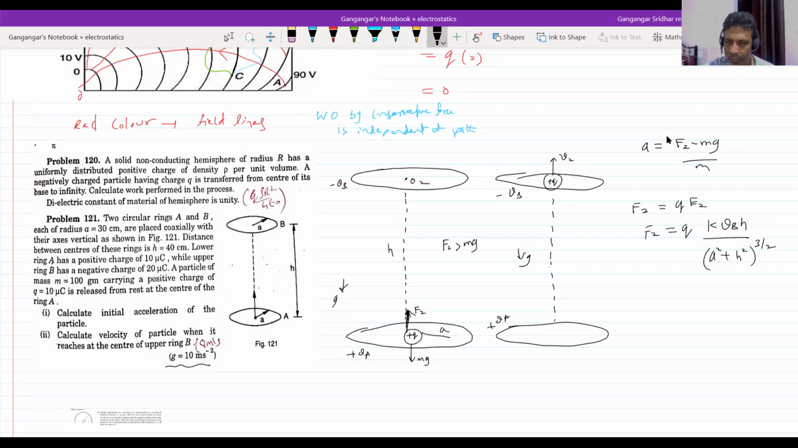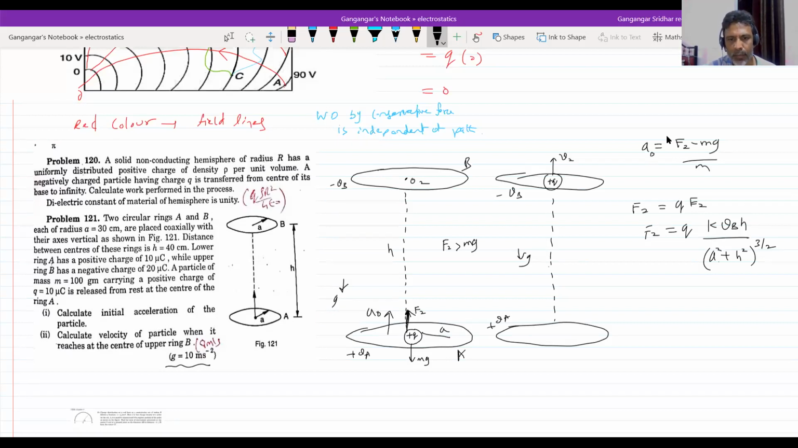So definitely the F2 will be greater than mg. Therefore it will have acceleration upward. So you call that as A naught. The acceleration here will be this one. Okay, let's come to getting the V2. Why is there no force by the lower ring? Because it is at the center of the ring, no? So force exerted by the lower ring A will be 0 on the charged particle initially. Then the force F2 will be greater than mg.